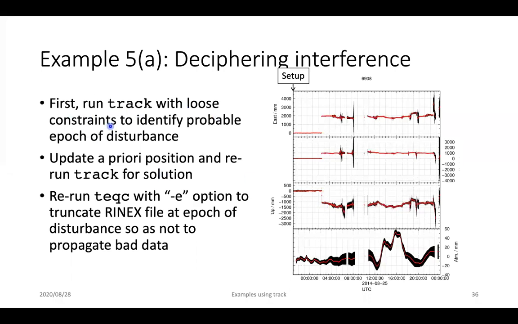We're just using loose constraints to identify the probable epoch of disturbance, and then we can update the a priori position, again this first position, and rerun track for the solution. You can see here in the time series that this is the setup time, and at about 7:36 local time, we see that the site shifts.